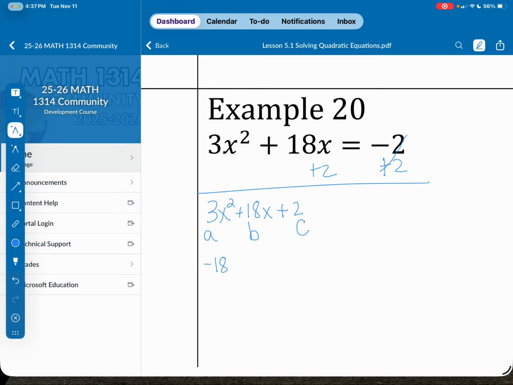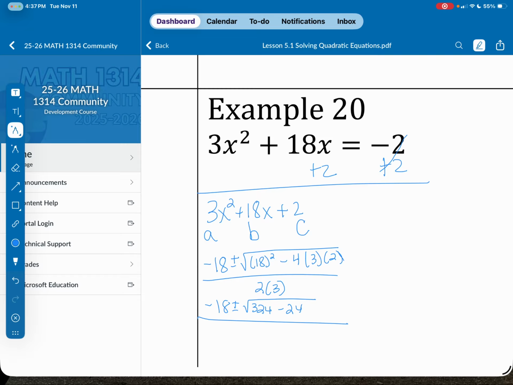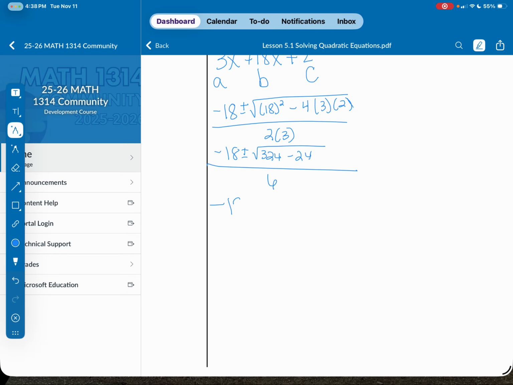So negative B, so negative 18, plus or minus the square root of B squared minus 4 times A times C, all over 2 times A. So we get negative 18 plus or minus the square root. 18 squared is 324. 4 times 3 is 12, times 2 is 24, so minus 24. All over 2 times 3, which is 6. Okay, so then I have negative 18 plus or minus 324 minus 24 is square root of 300, all over 6. This is an answer, and so we're going to leave that.